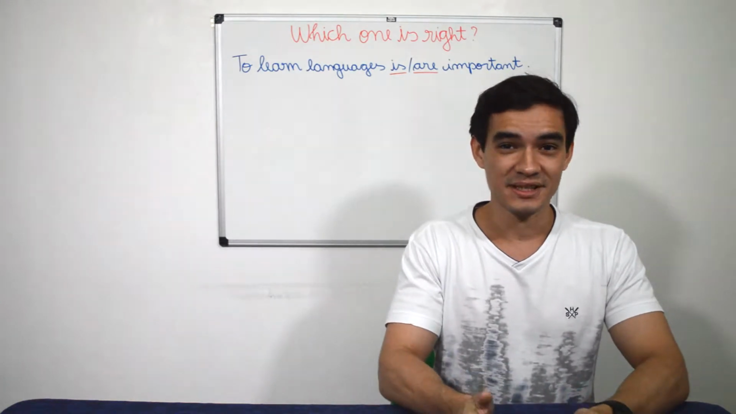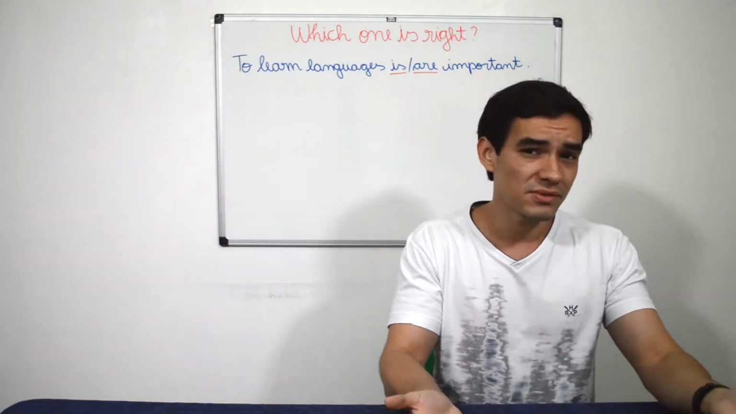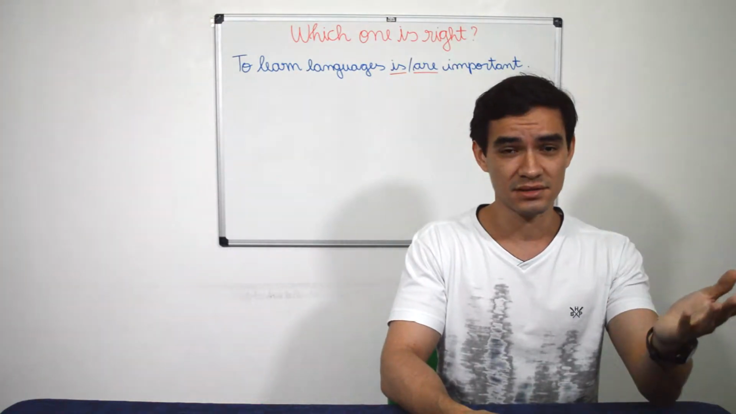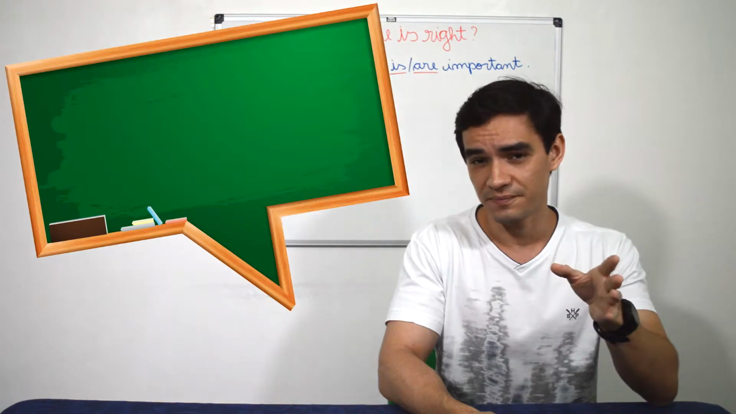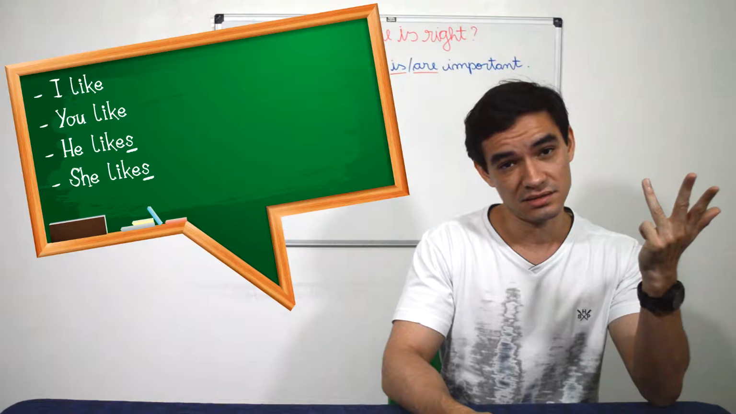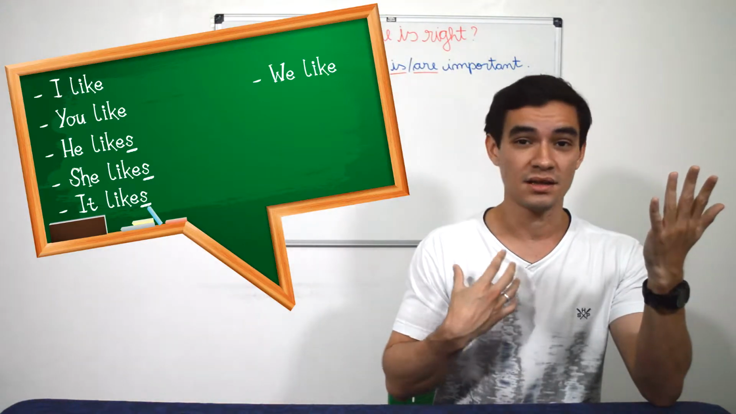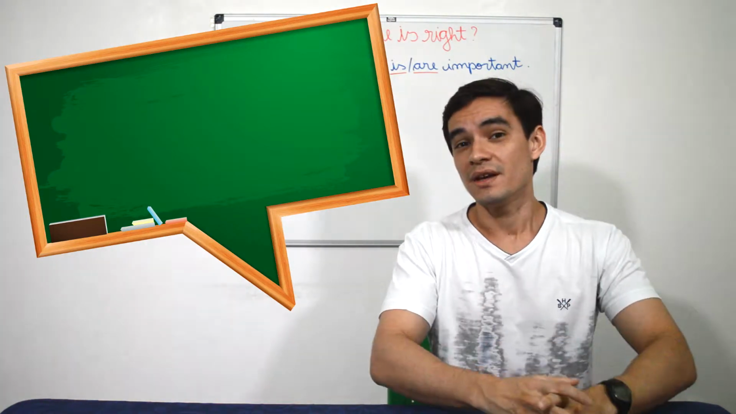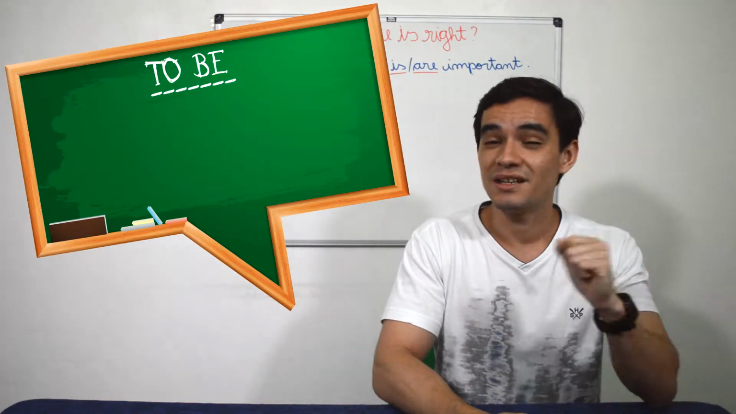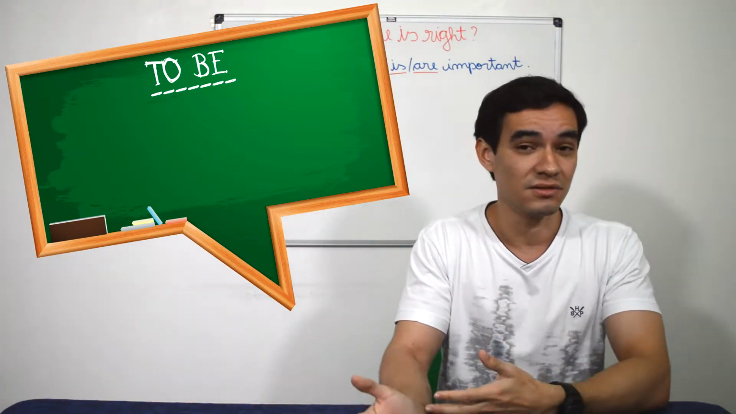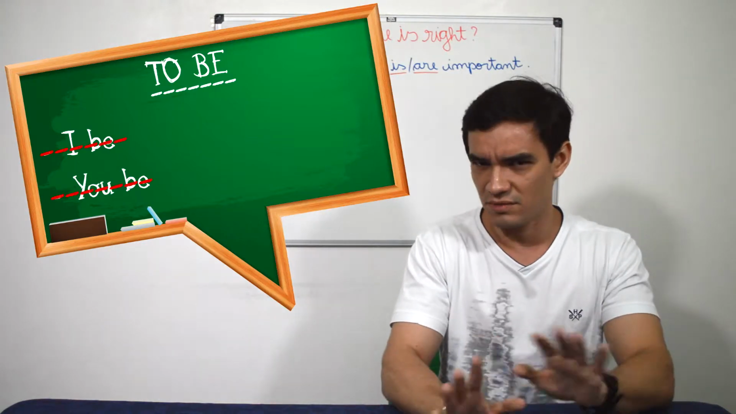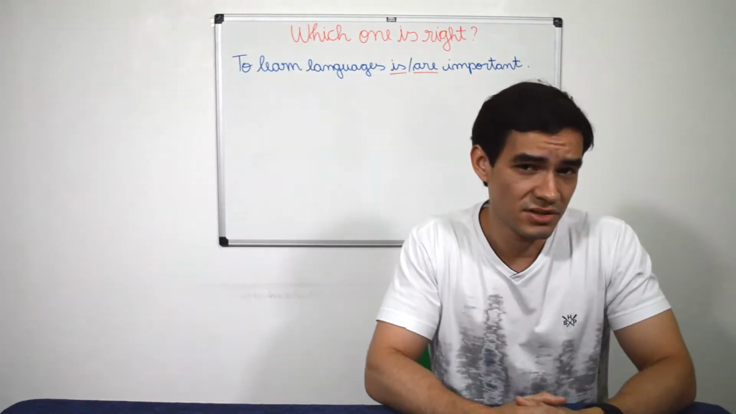Well, remember that we said that in English, the verbs almost don't have conjugations, that they change only in the third person singular in the present simple. Look, I like, you like, he likes, she likes, it likes, we like, they like. So, the verb to be is that verb that wants to be different from all the others. It has many more conjugations than the other verbs. You're not going to say, I be, you be. No. Let's see what those conjugations are.